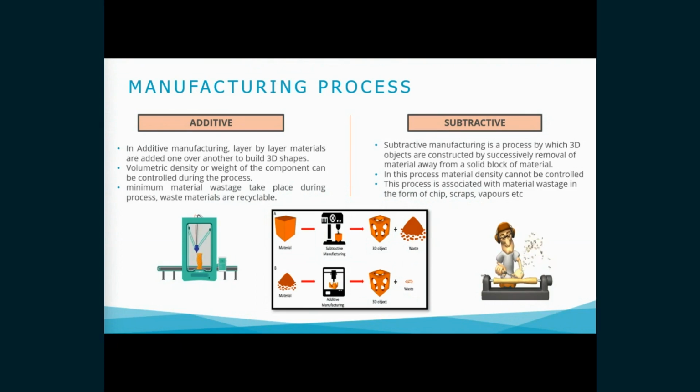In additive manufacturing, layer by layer materials are added one over another to build a 3D shape. In this manufacturing concept, the volumetric density or weight of the component can be controlled during this process. In additive manufacturing process, minimum material wastage takes place, and even the waste material can be recycled.